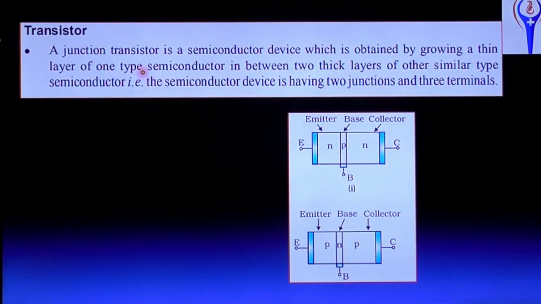Transistor. A transistor is a semiconductor device obtained by growing a thin layer of one type of semiconductor between two thick layers of another similar type of semiconductor. The three terminals are emitter, base, and collector. This is for an NPN transistor. This is a PNP transistor.